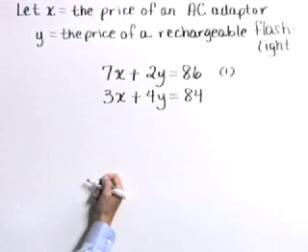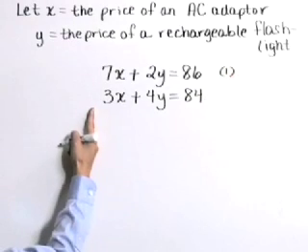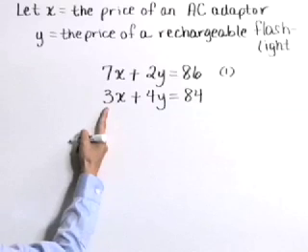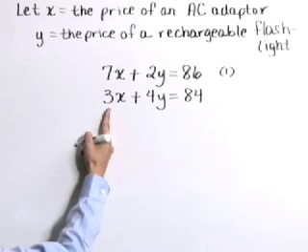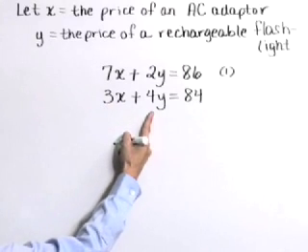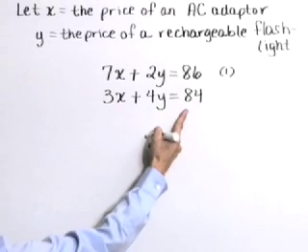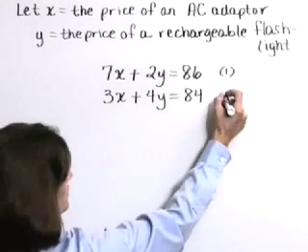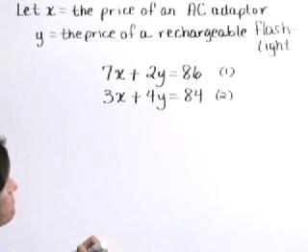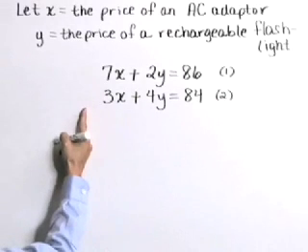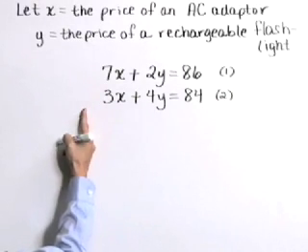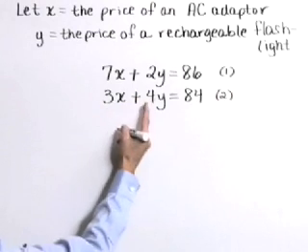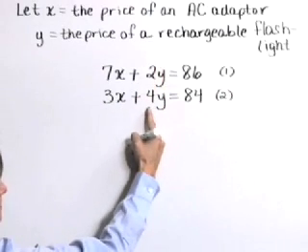To solve for 2 unknowns, we need 2 equations. We're given a second scenario that 3 AC adapters and 4 rechargeable flashlights will sell for $84. Thus we can write a second equation. Let's identify that as equation 2. Now let's solve this system. I'm going to choose to use the elimination method and eliminate our variable y.